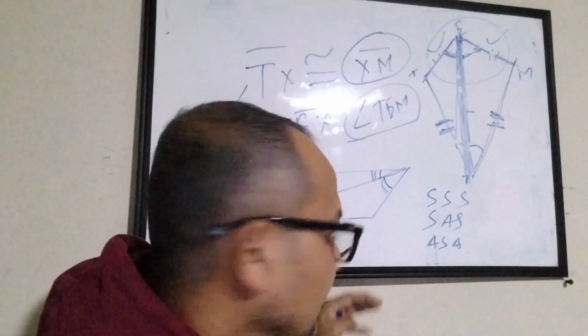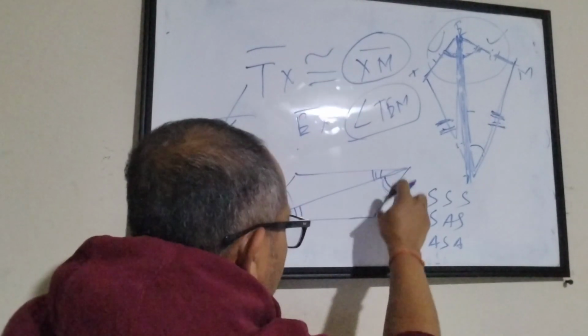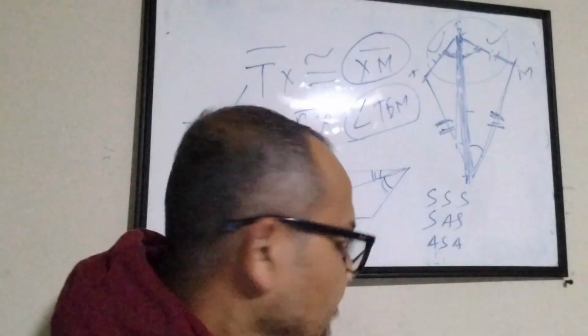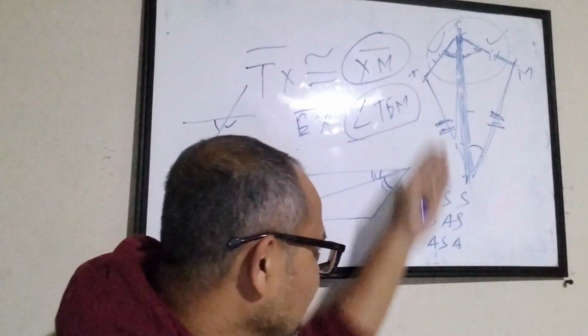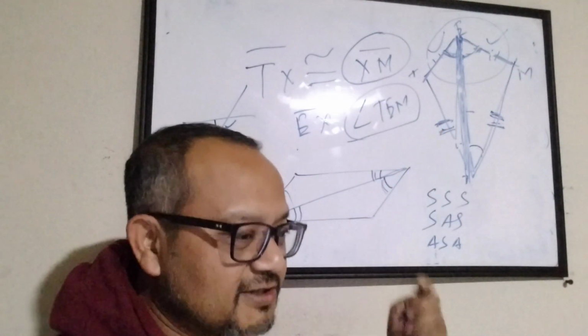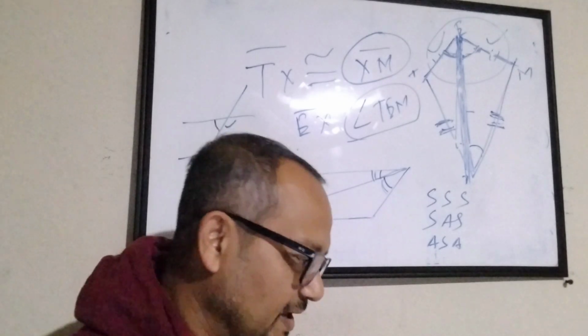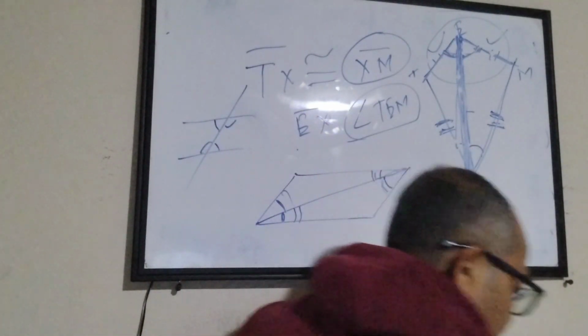Yes, sir. Because we could prove the two angles and the side between them. So basically, anything and everything that applies for a regular triangle applies here. Okay, got it.